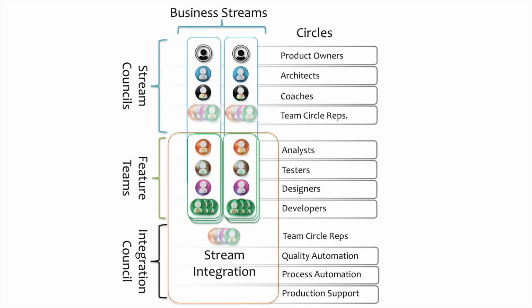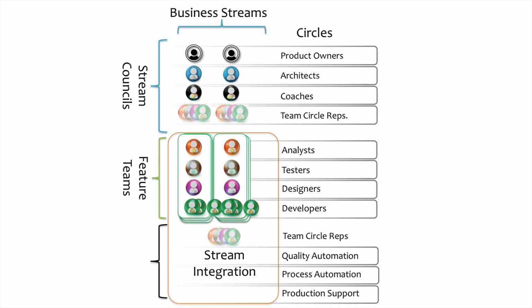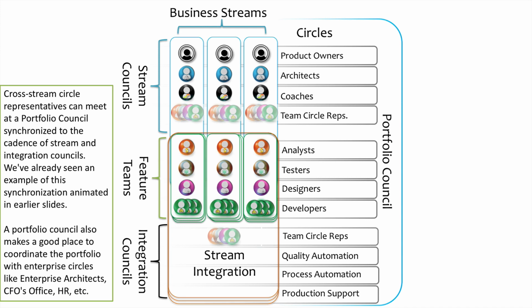Cross-stream circle representatives can meet at a portfolio council synchronized to the cadence of stream and integration councils. We've already seen an example of this synchronization animated in earlier slides. A portfolio council also makes a good place to coordinate the portfolio with enterprise circles like enterprise architects, CFO's office, HR, and so on.